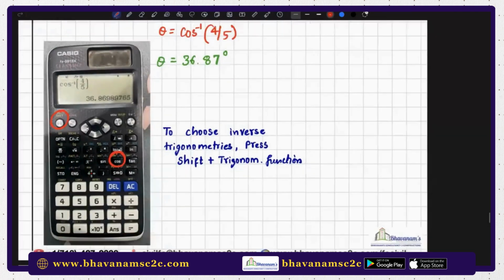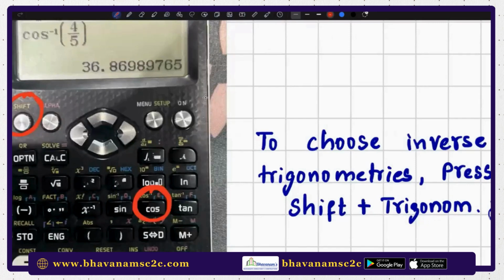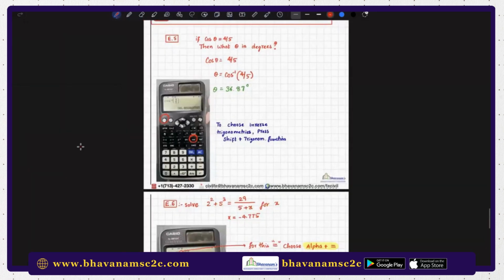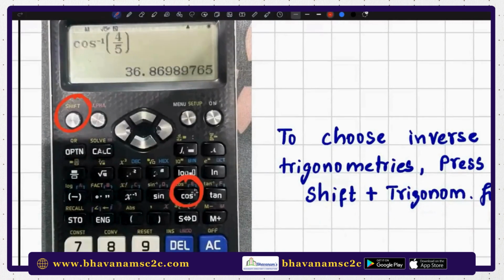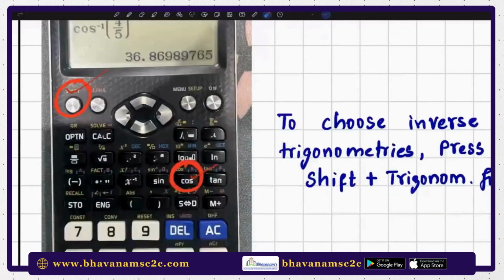And one more example is here for inverse trigonometry. If you want to select the inverse trigonometry, you just need to press shift and then press this button, whatever trigonometric function you have there. You can press these two, and you can get the trigonometric function accordingly.